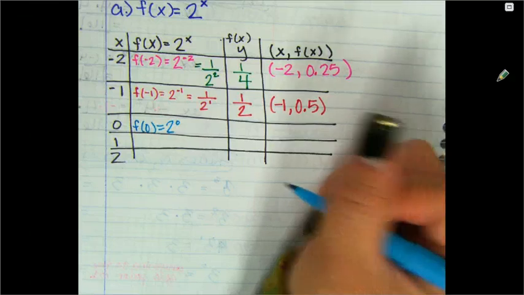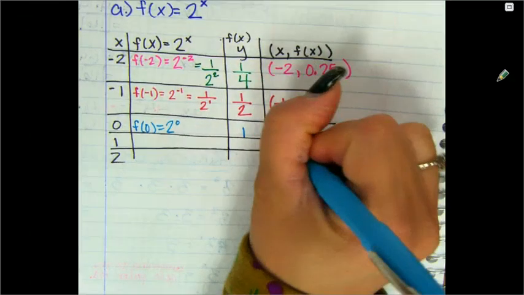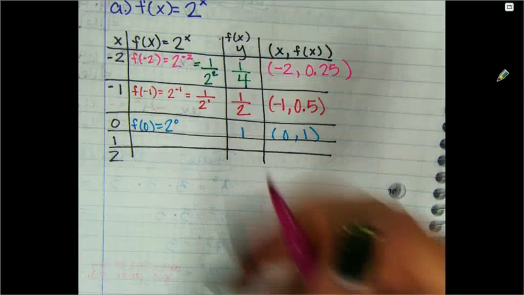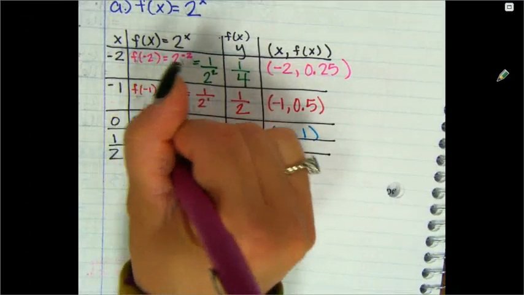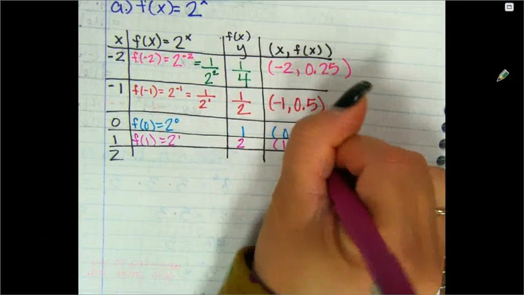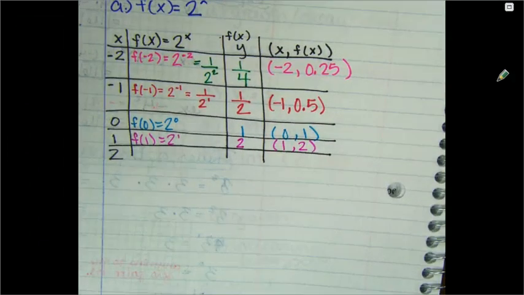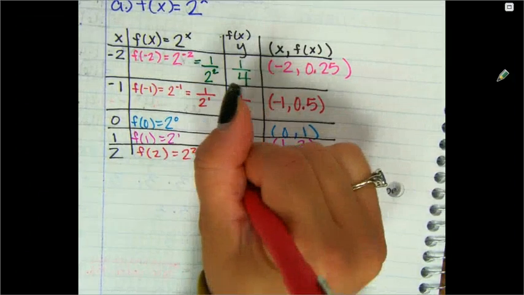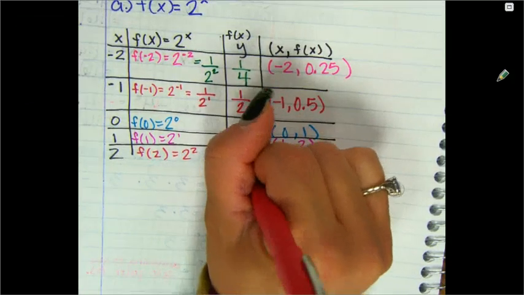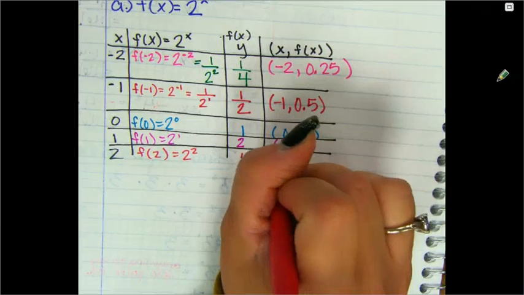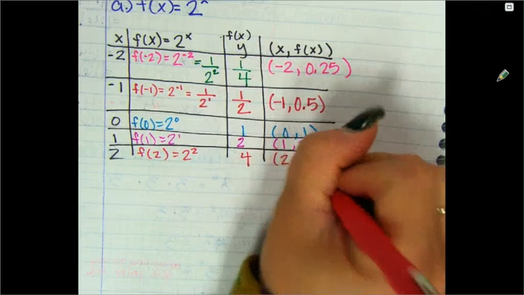What's 2 to the 0? 1, very good. Okay. f of 1 is 2 to the first, which is just what? 2. And lastly, we have f of 2, which is 2 to the second, which is what? 2 comma 4? Yeah. You have to say a comma.